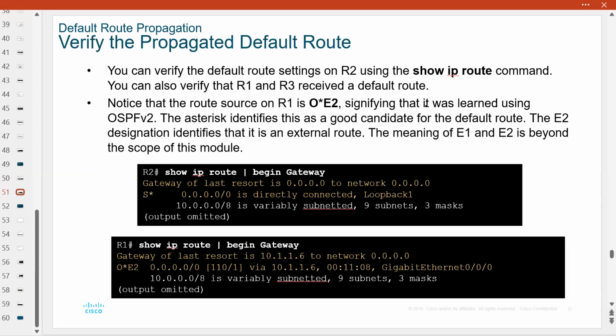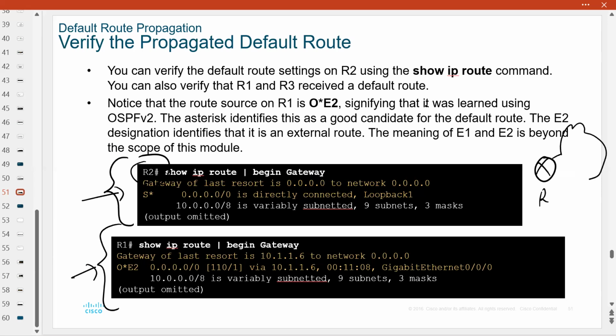Here we can see the show commands in action, show IP route. In this case, the first one was statically configured. And in this one, this was learned via OSPF. So this route was learned via OSPF. This one was learned on R2. We manually configured the default route. This is our R2, by the way, which goes to the internet.